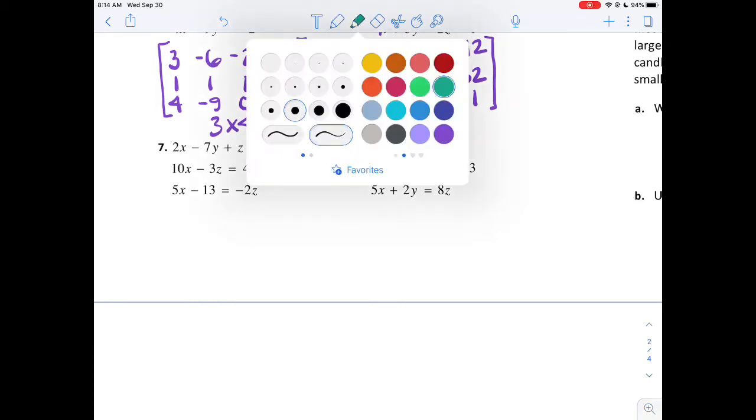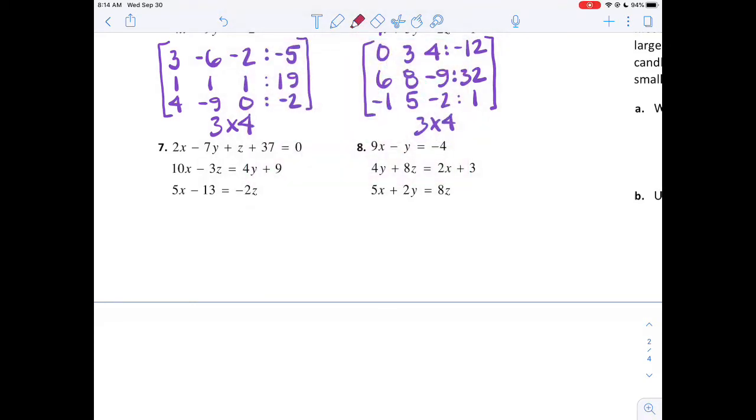Let's take a look at these last two sets of equations here. I am noticing that I have got a lot of jumbling going on. In the first equation, it's not quite in standard form because the constant, the 37, is on the left-hand side. The first thing I'm going to do is just go ahead and identify all of my different things.